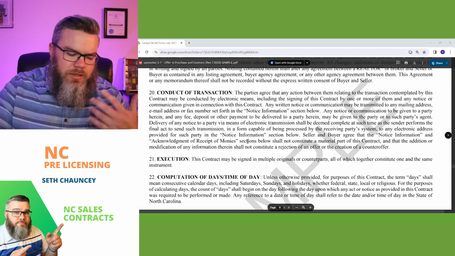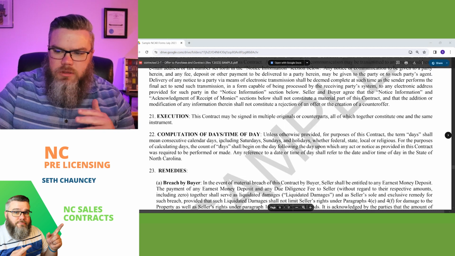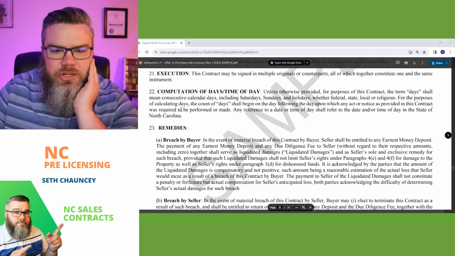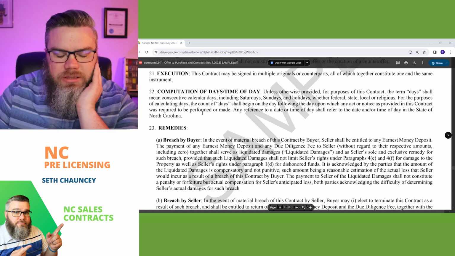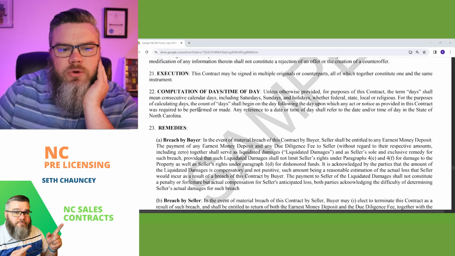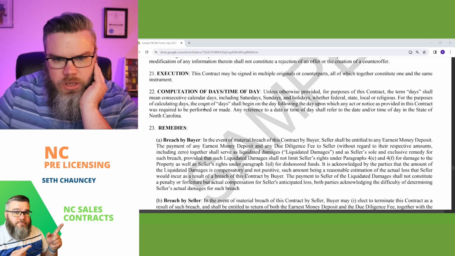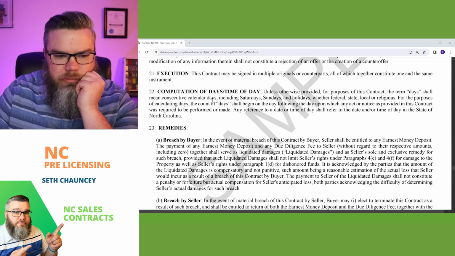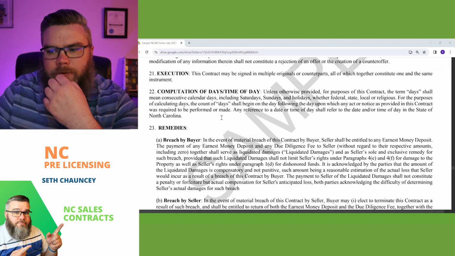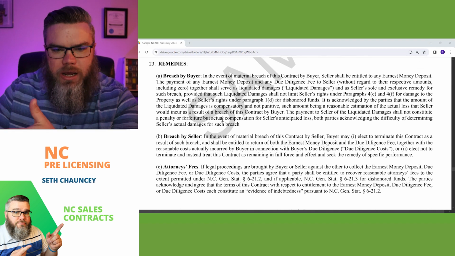Conduct of the transaction, computation, none of this is crazy. So here's the thing. Computation of days and times, calendar days unless stated otherwise. Times are in the North Carolina time zone. So that time is of the essence, always going to be North Carolina time on this 2T. Here's the last really important piece, okay?